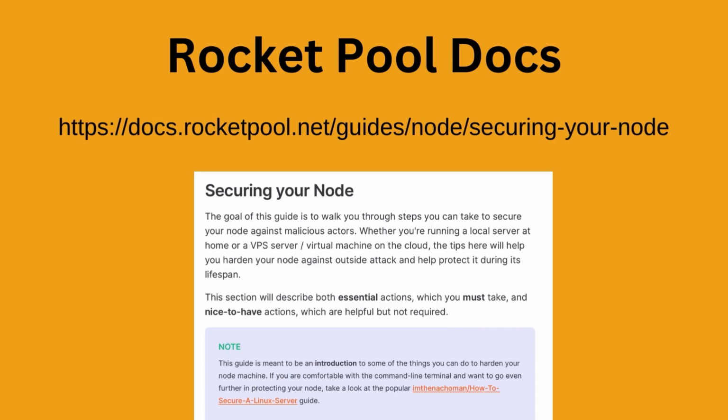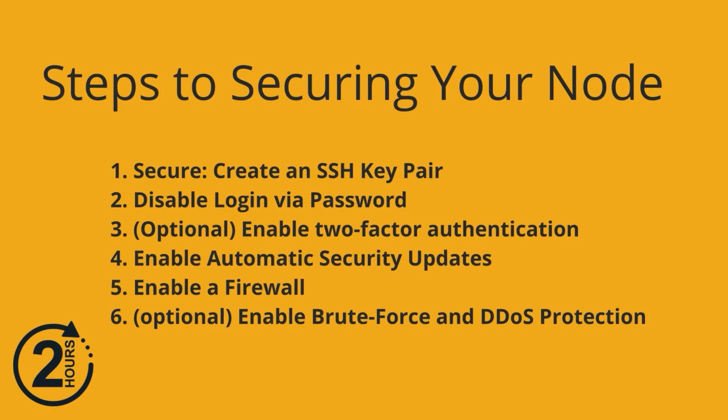As always, you should follow along to the Rocketpool documents on securing your node and read ahead. Let's review the steps. You will see that some of these are optional and the rest are recommended. Number 1, secure your node by creating an SSH key pair. Number 2, disable the login via password. Number 3, enable authentication. Number 4, enable automatic security updates. Number 5, enable a firewall. And number 6, enable brute force and DDoS protection.